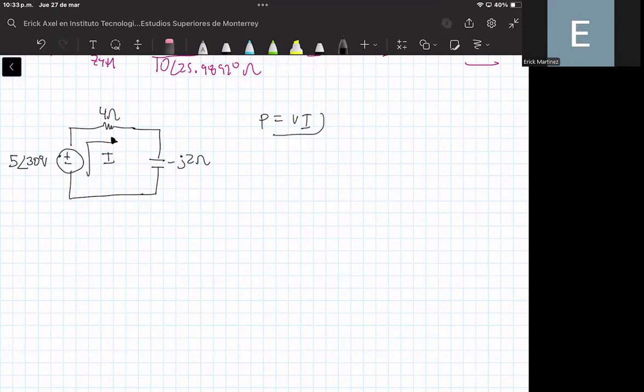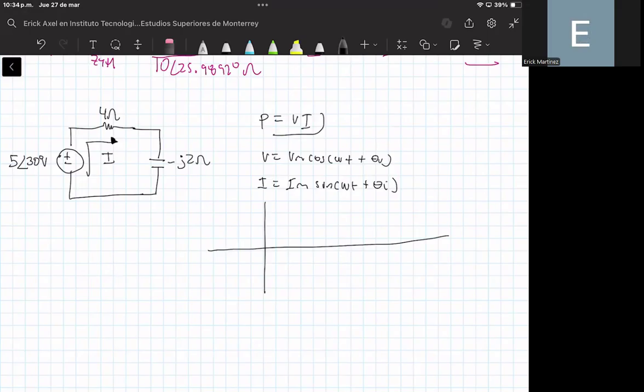But remember that in an AC circuit, we have a sinusoidal voltage that can be expressed in the following way. This is the expression for the voltage, and this is the expression for the current. And well, if you multiply these two expressions, you will also obtain a sinusoidal waveform.